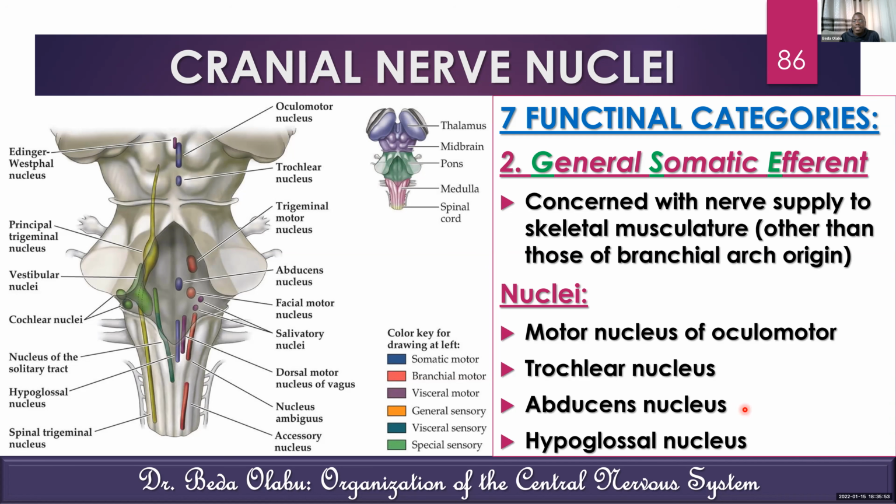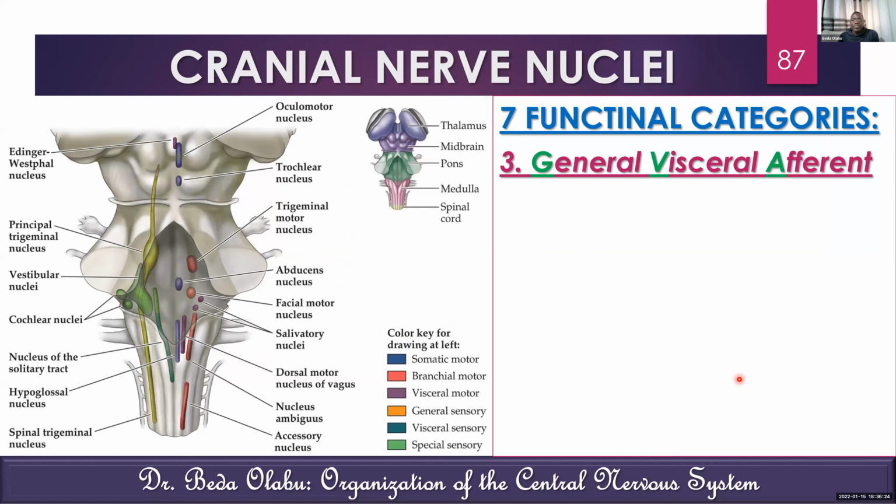And lastly, the hypoglossal nucleus within the medulla oblongata. The fibers from there carry lower motor neurons, which go to the muscles of the tongue. So these are GSE nuclei, cranial nerve nuclei with GSE function, those four.